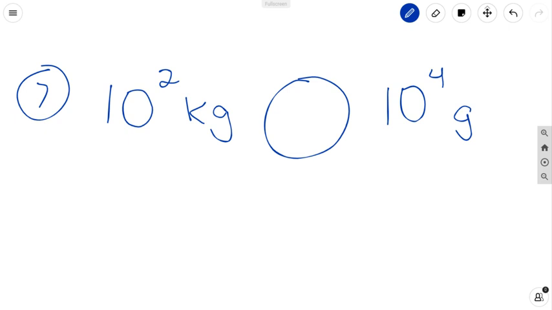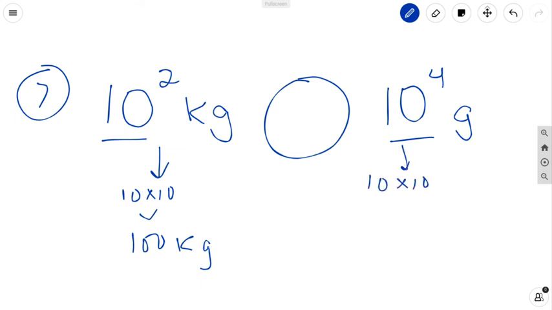Step 1. Obviously, both of them are written 10 to the second and 10 to the fourth. Let's take it from exponential form and turn it into a standard number. 10 to the second power really means 10 times 10, which is 100. So this side really means 100 kilograms. Now 10 to the fourth power means 10 times 10 times 10 times 10, which is 1 and 4 zeros, which is 10,000 grams. So we're really comparing 100 kilograms to 10,000 grams.